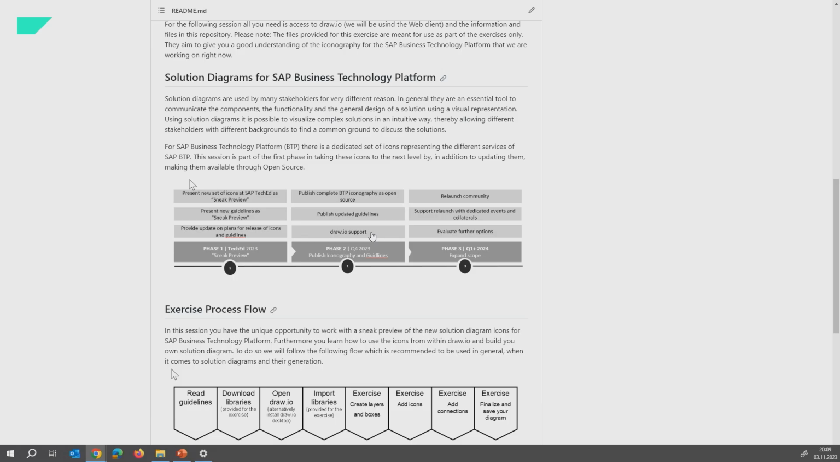It's really important for us, as you maybe can see or already heard from what I said, to relaunch the community around solution diagrams. So basically, again, it's important for us to work with you. So if you feel there's something missing, something that you need that's not there yet, if you have any feedback, just let us know.